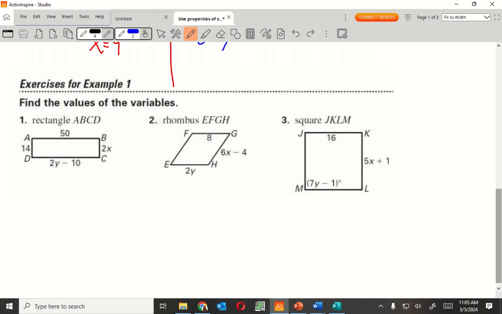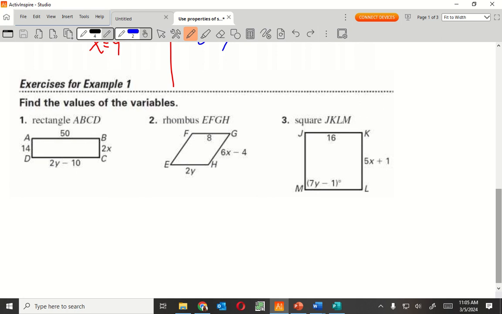Okay, so if this is a square, what do you set this one equal to? What do you know about the corners? Okay, set it equal to 90.